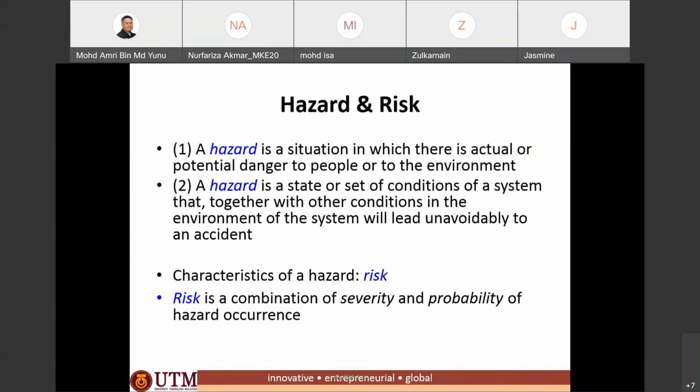Hazard is a situation in which there is actual or potential danger to people. Also, a hazard is a state or set of conditions of a system that, together with the conditions in the environment, will lead to an unavoidable accident. There are two terms here.